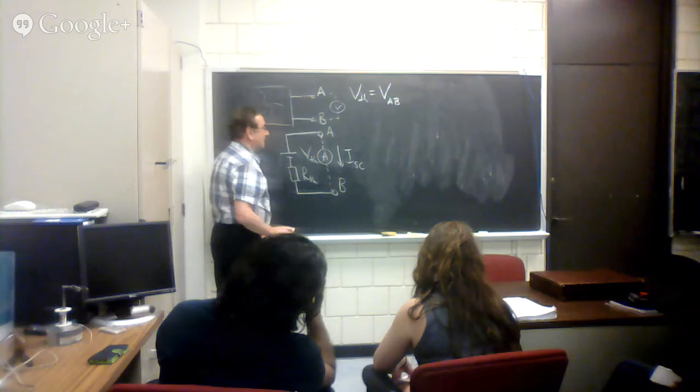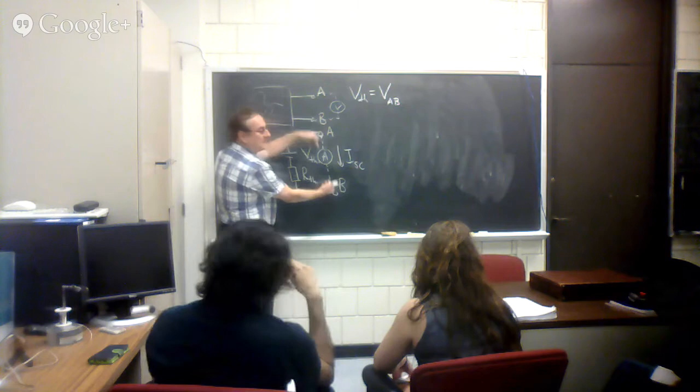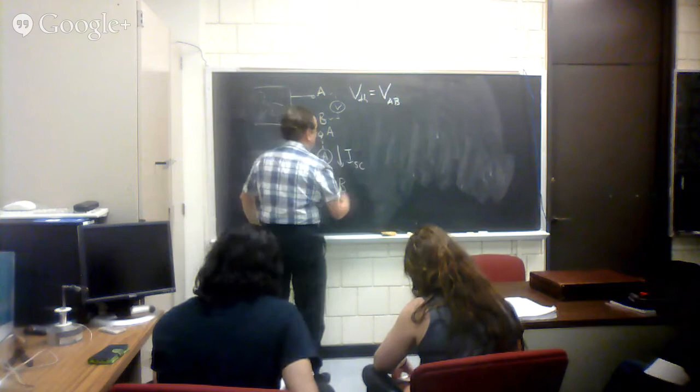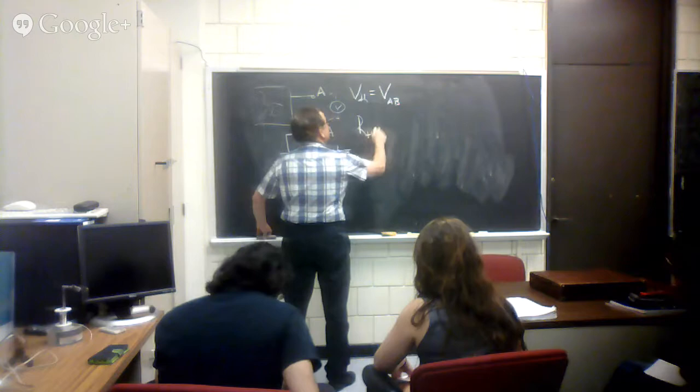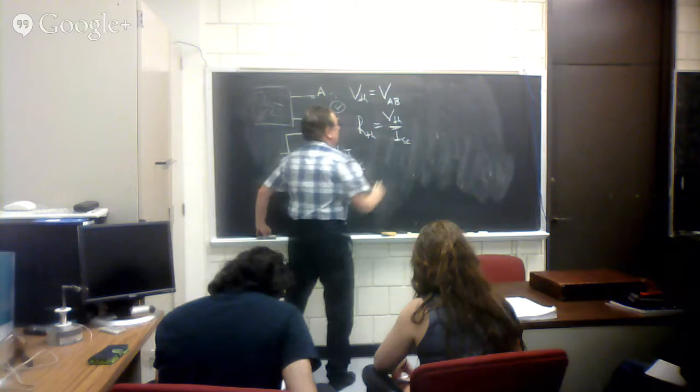Because I'm short circuiting, the ideal ammeter has zero resistance, it's like connecting a wire here, but I need to know the current. So R7, and that's what I don't like about it, is V7 divided by I short circuit.